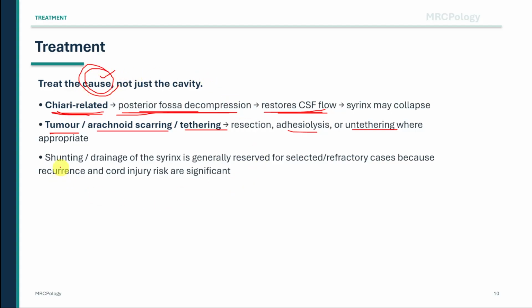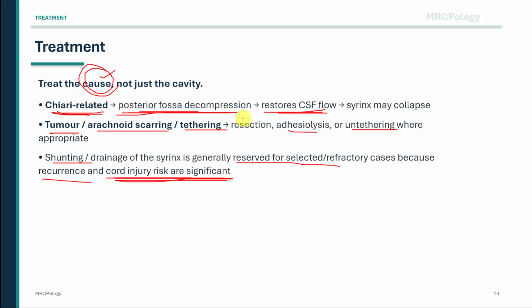Syrinx shunting or direct drainage is generally reserved for selected or refractory cases. The reason is that recurrence is possible, and direct intervention in the spinal cord carries risk of neurological injury. So the exam principle is: correct the cerebrospinal fluid obstruction or underlying lesion whenever possible.